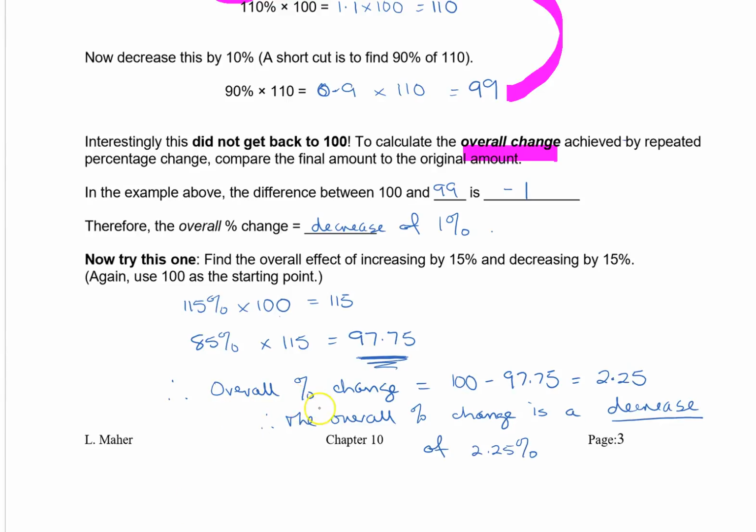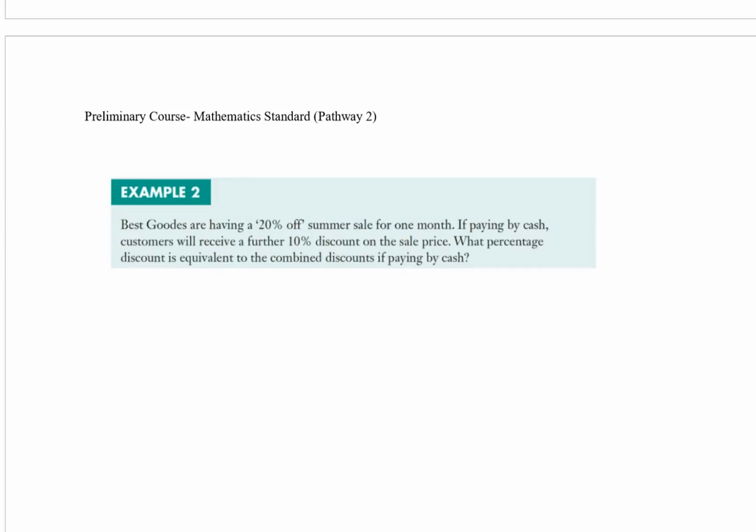The overall percentage change then is, you look at the difference between the two. We started with 100, we finished with 97.75, and the difference is 2.25. Now, when you make your statement about the overall percentage change, you don't only mention the number, but you must also mention whether it's an increase or decrease. Do example 2 in the next video.